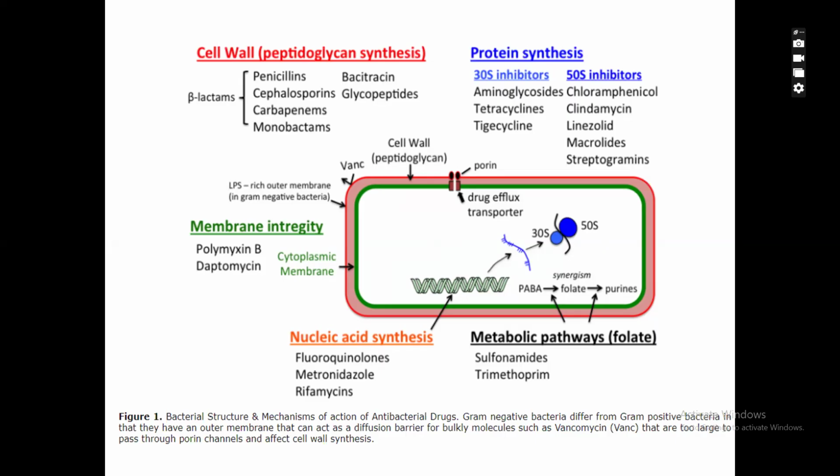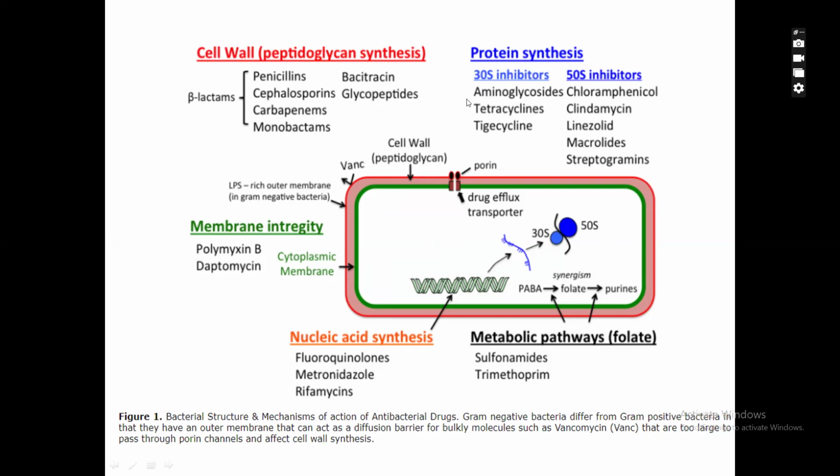For membrane integrity, you have to remember these two famous drugs, polymyxin B and daptomycin. They act on the cell membrane, causing pores in it. They do not act on the cell wall. Now coming to protein synthesis, there is the 30S and 50S. During our pharma days, we used to remember it by a mnemonic. What was the mnemonic? Buy at 30.